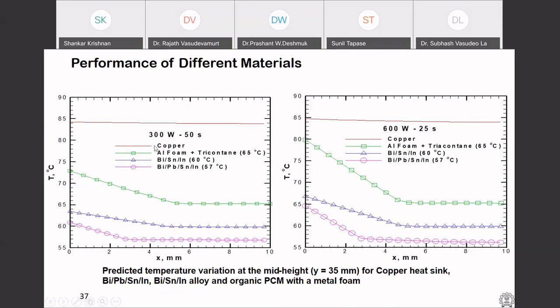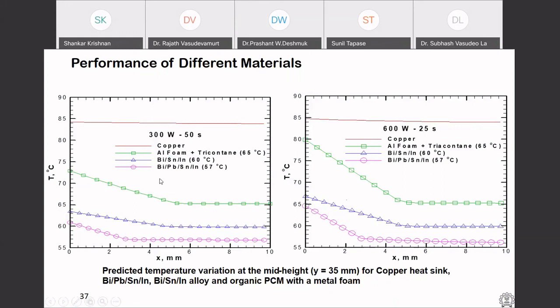You can see that for 300 watts 50 seconds it is below 85 degrees Celsius. Also for 600 watts 25 seconds the copper is below 85 degrees Celsius. So it has met the criterion that it will keep it below 85 degrees Celsius. However, the goal is to reduce weight. The copper has a density of 8933 kilogram per meter cube, so it's very heavy for 10 millimeter copper. So they wanted to reduce the weight by using a phase change material.